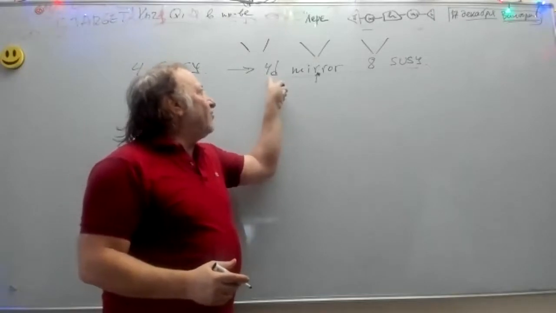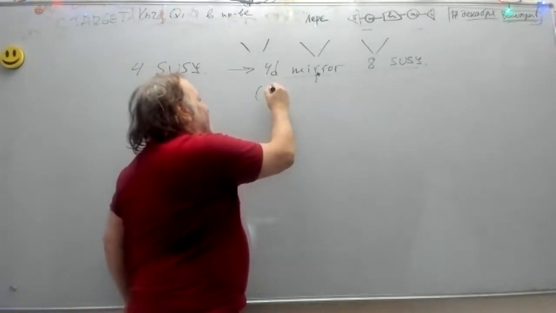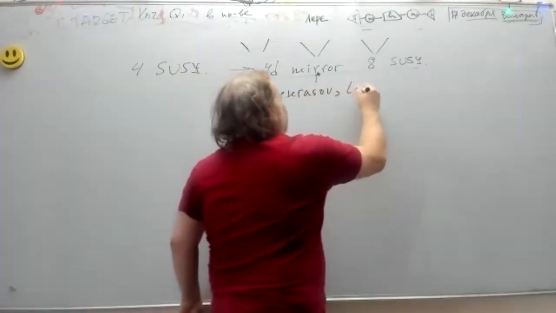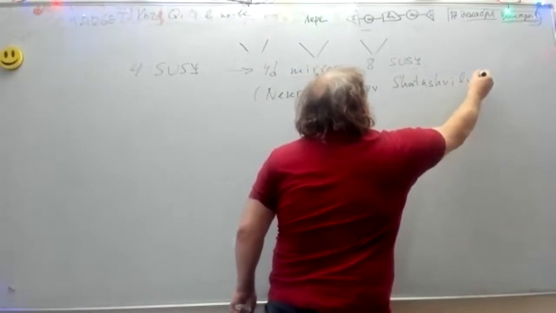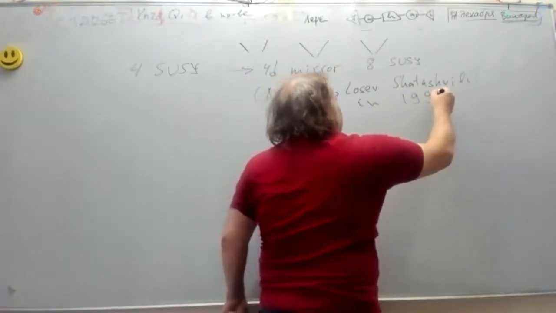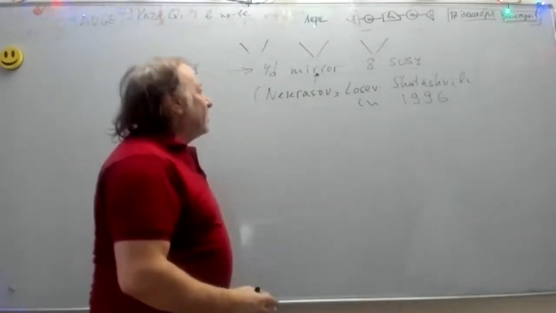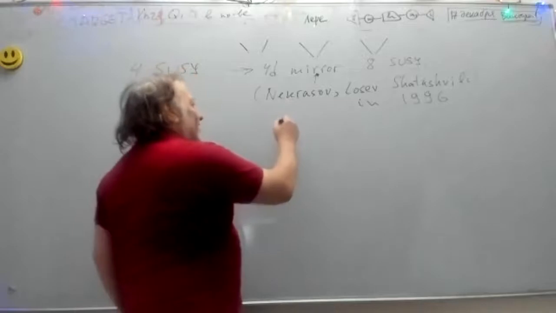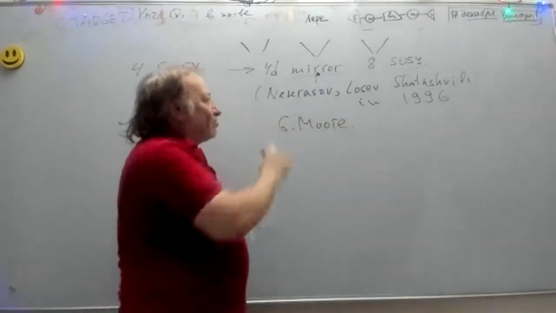So the issue of 4D mirror was started by Nekrasov, Losev, and Shatashvili in 1996. And we were not able to solve it. At the same time, there is another person who is looking towards 4D mirror, and it is Greg Moore. He is also looking in this direction.